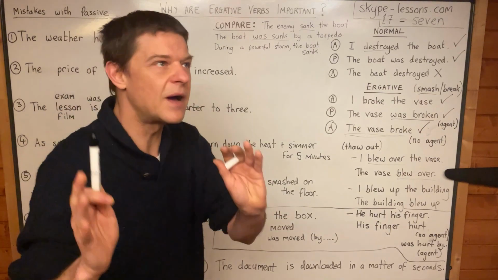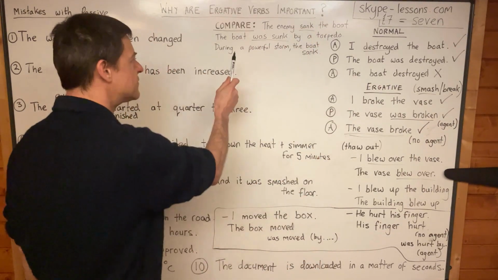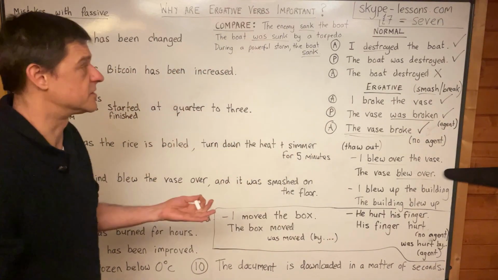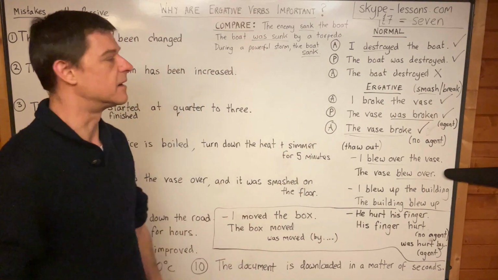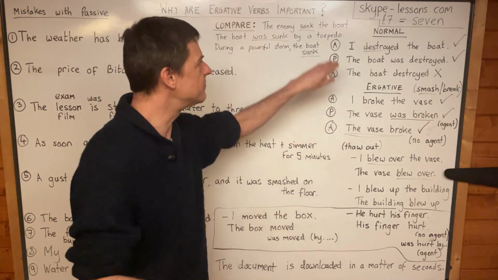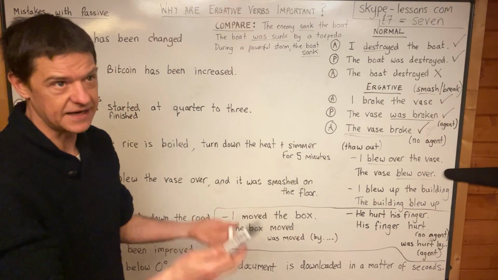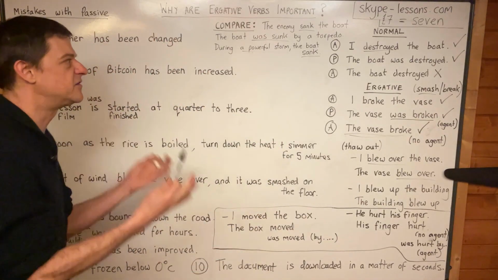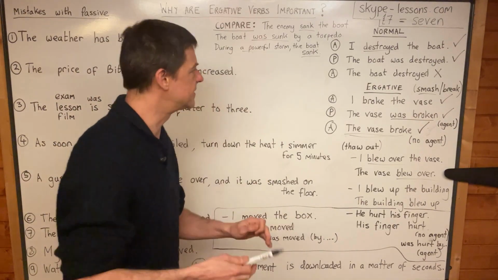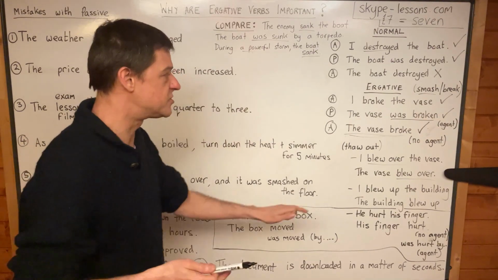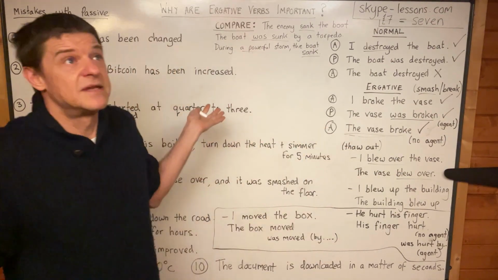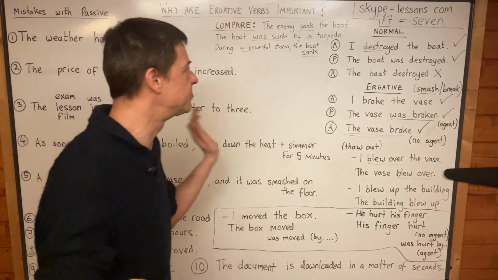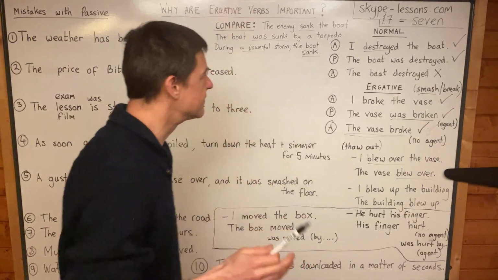But let's say there's no agent, there's no enemy. Then we'd say something like this: during a powerful storm, the boat sank, no agent, and not the boat was sunk. Because if you say the boat was sunk, it sounds like somebody sank the boat, an enemy sank the boat or something like that. You wouldn't do it with a powerful storm. You'd say during a powerful storm, the boat sank, just to emphasize there was no agent, just like the vase broke. You say it when you're trying to say that it was nothing to do with you, when there was no agent, nobody was responsible for sinking the boat or for breaking the vase.